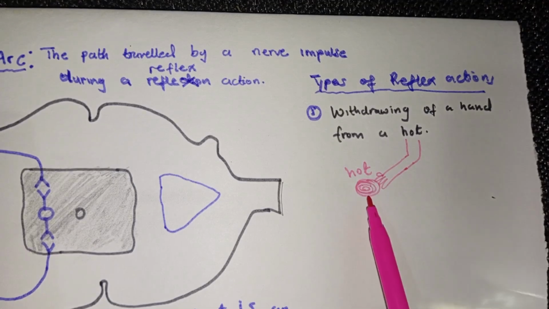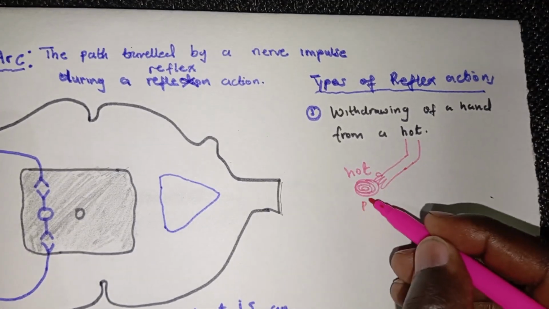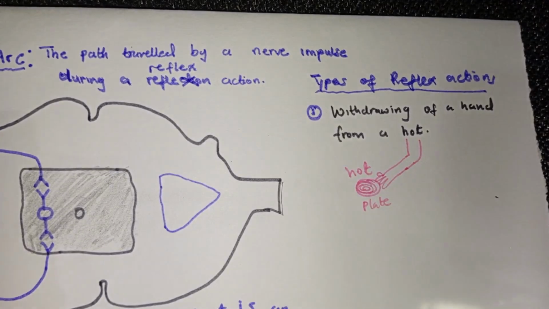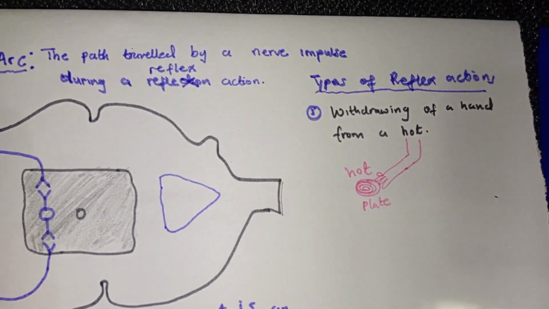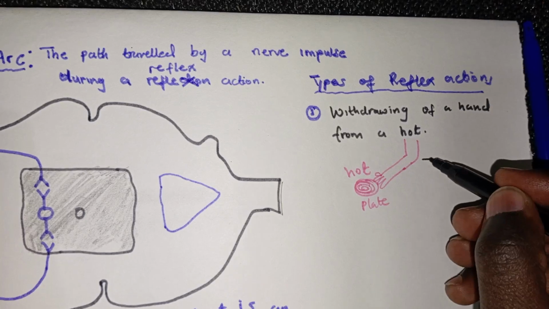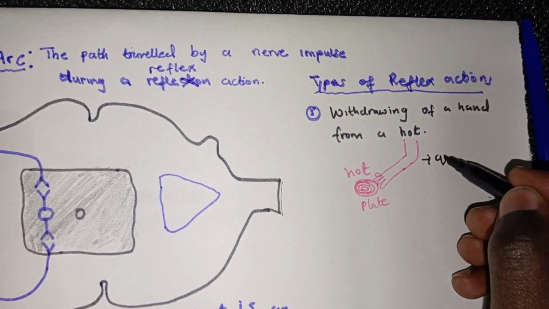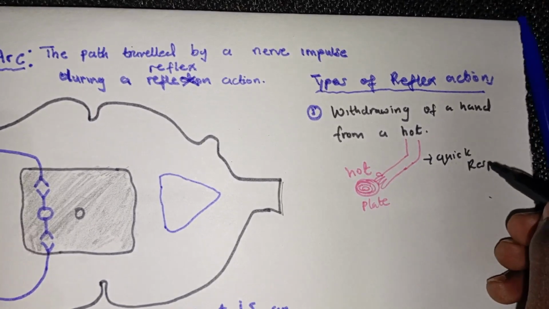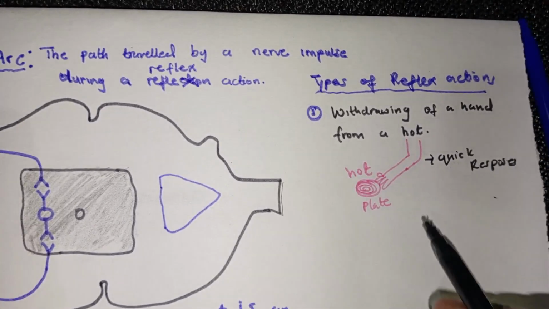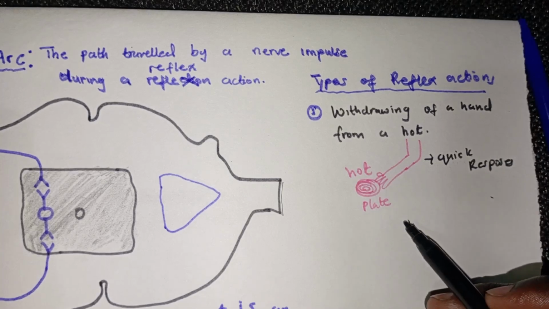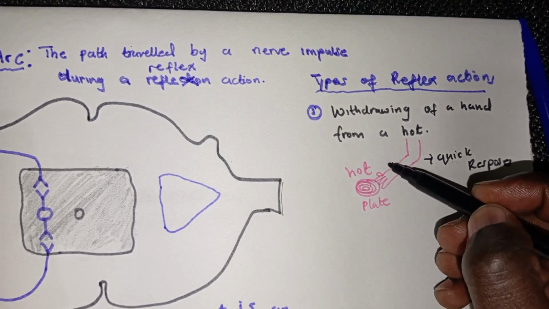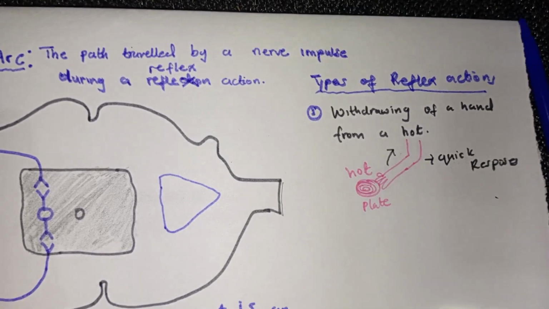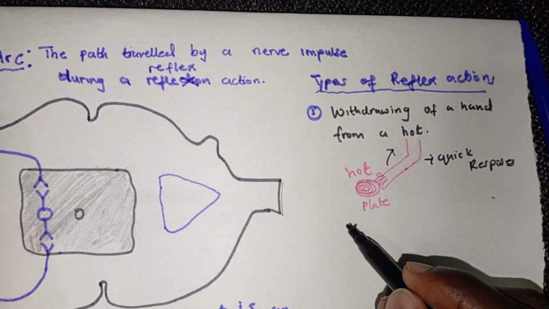So when the person touches this hot object, this is a hot plate, what happens is they withdraw their hand immediately. It is a very quick response. You pull your hand like this. Now there are things that are happening here, so we're going to talk about them.